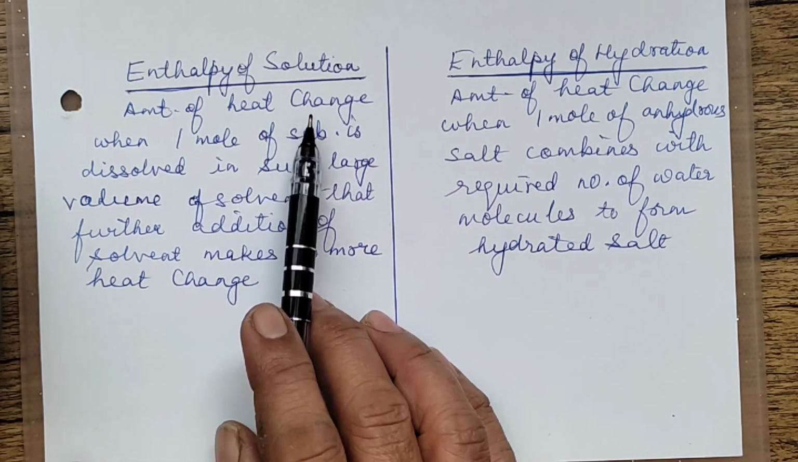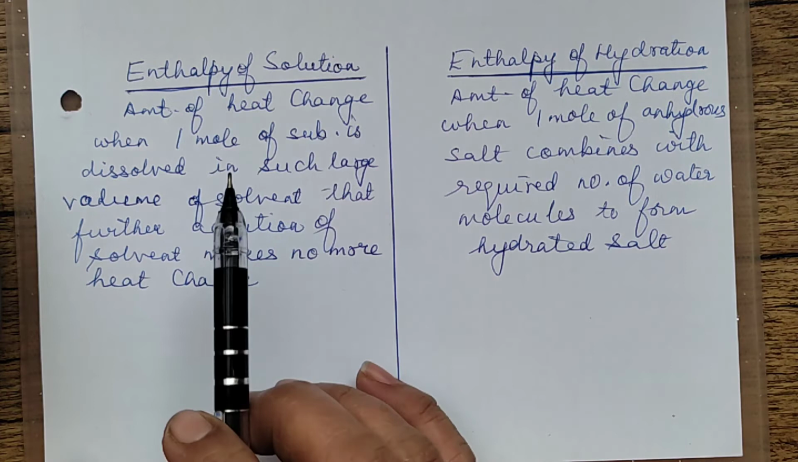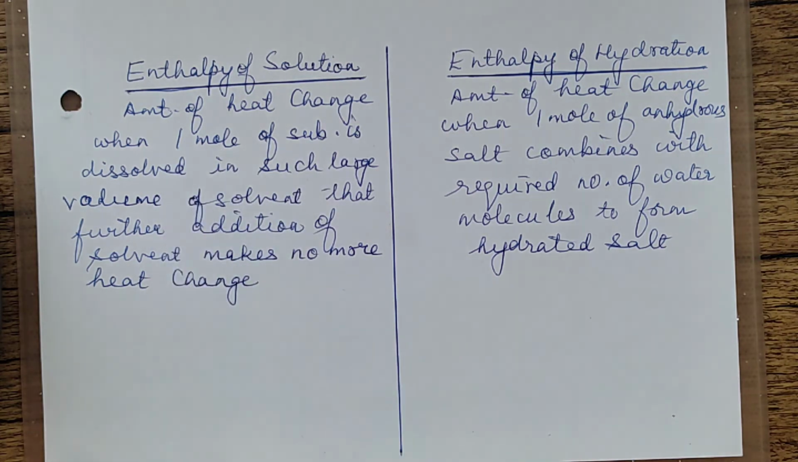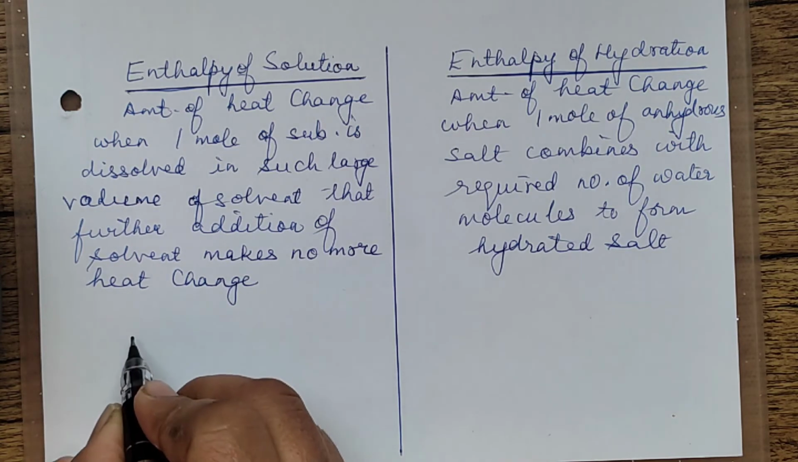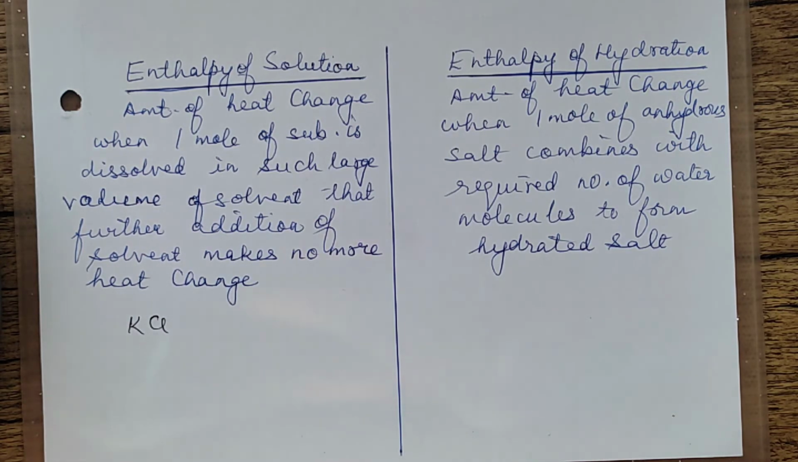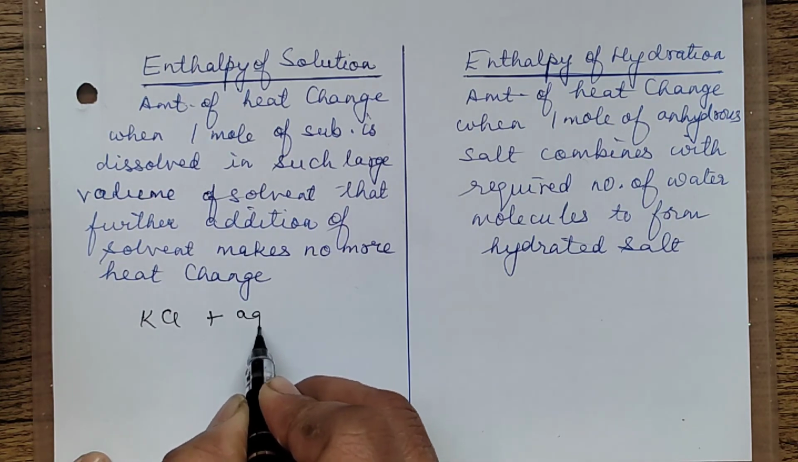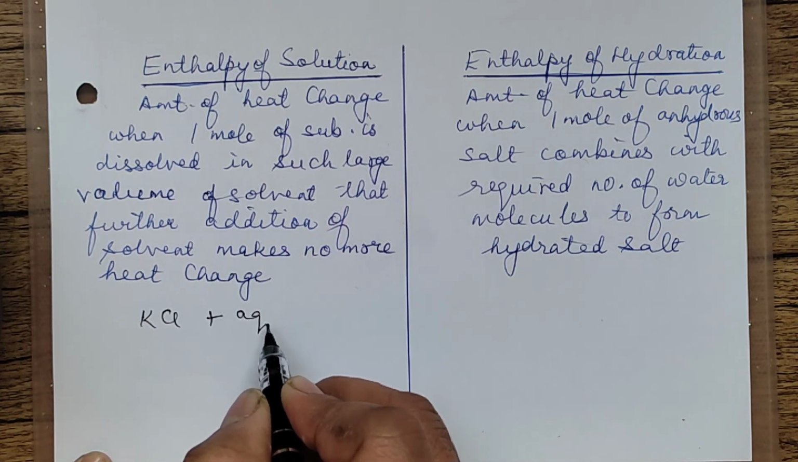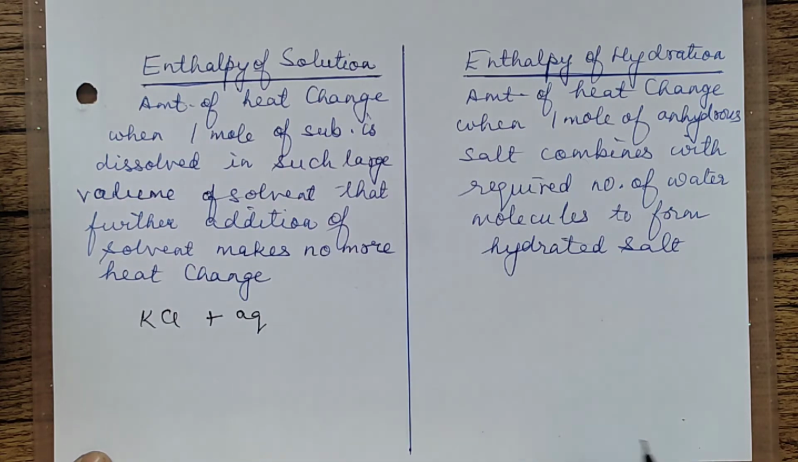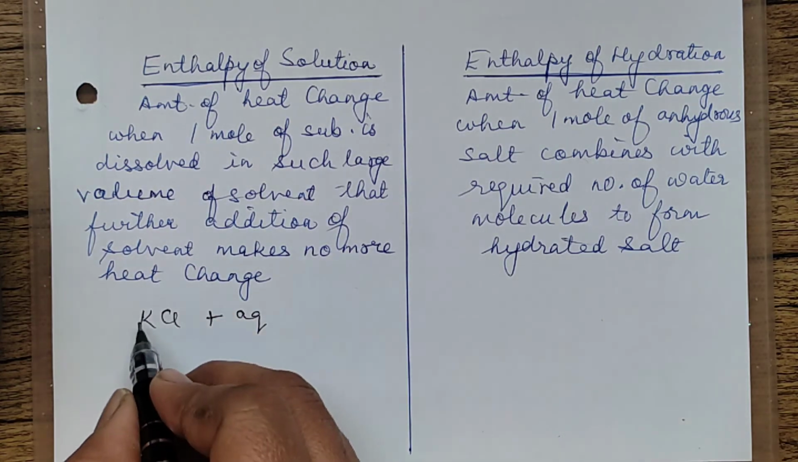Amount of the heat change. Heat change means can be endo or exo. When 1 mole of a substance is dissolved in so much excess of the solvent such that further when you add the solvent, there is no more heat change taking place. For example, I take KCl, some solid I have taken KCl. And if you dissolve this solid in water, aqueous means water, if you are adding water, go on adding water to it. You have taken 1 mole, that is fixed.